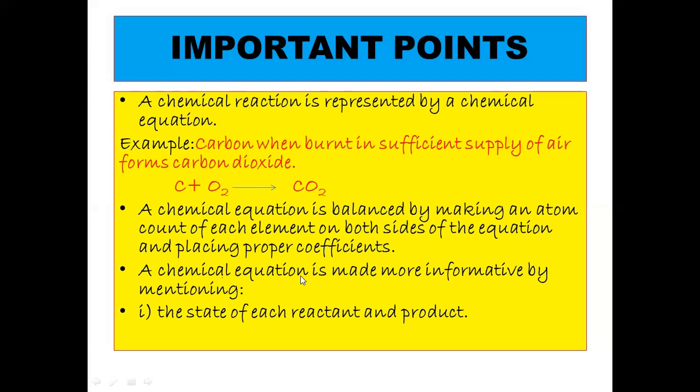Now, a chemical equation can be made more informative by mentioning the state of each reactant and product. What does that mean? If I want to convey more information in this equation, I can mention the state of each reactant or product that is formed, whether it is solid, liquid, gas, or in aqueous state. So we can mention the state of each reactant and product.